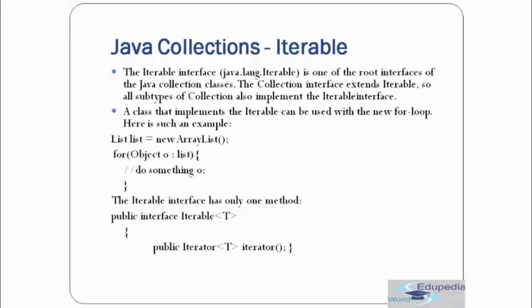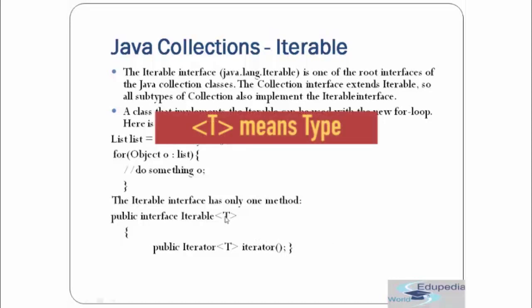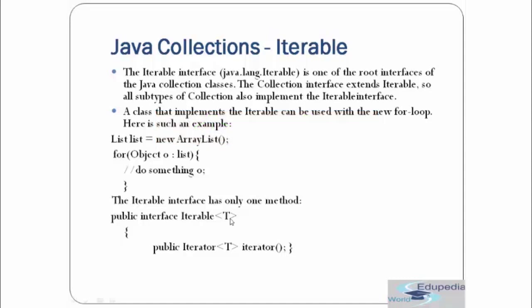The other way of doing that is using an iterable interface. So what is an iterable interface? Well, an iterable interface has only one method, which is iterator. So public interface Iterable<T>. I hope you now understand what this T means since we have studied generics. It means the type which we can assign whenever we create an object of iterable. Then we have a method iterator which returns an object of Iterator.